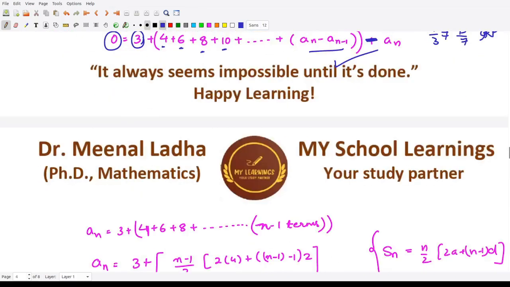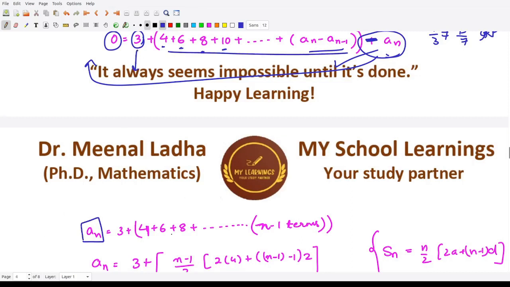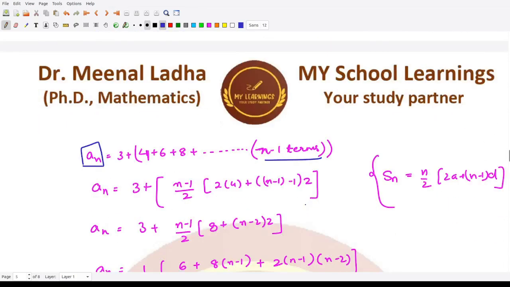Once you have this, you can shift this term to the left hand side, minus an. When you shift it to this side, it would become plus an, like this. All the other terms, 3 and the whole of this, could be written like this. This is up to how many terms? This is up to n minus 1 terms. So instead of writing all this, we write it up to n minus 1 terms.